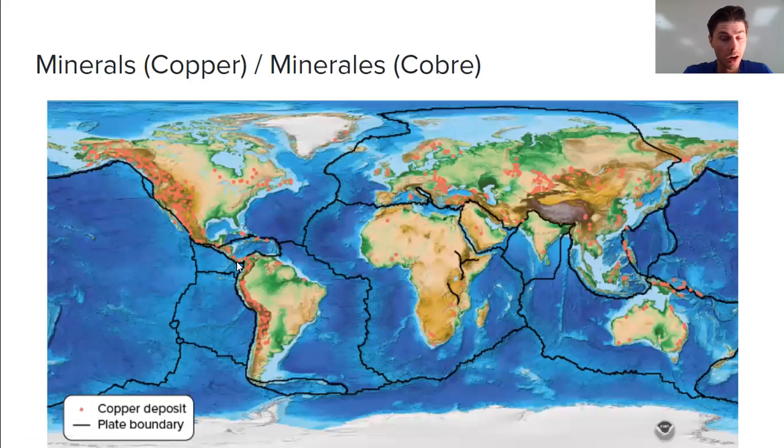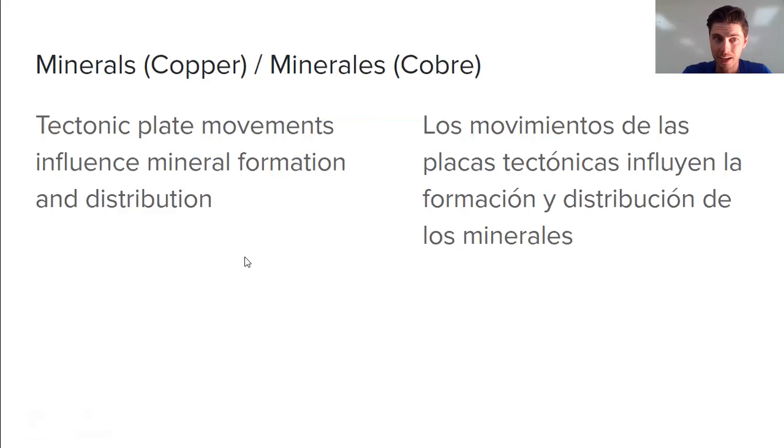The minerals, copper in this case, are found near tectonic plate boundaries, but these areas that are far away from tectonic plates have few or no copper deposits. To repeat, tectonic plate movements influence mineral formation and distribution. This is an important idea. You may want to write down this idea. If you need to pause the video to write this idea on your notes, be my guest.